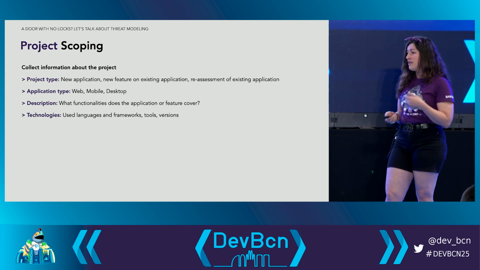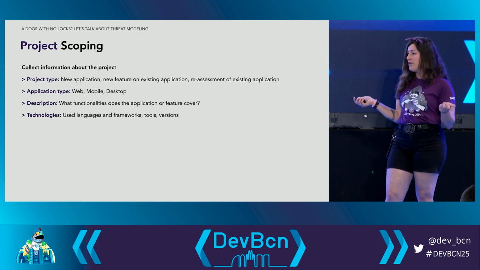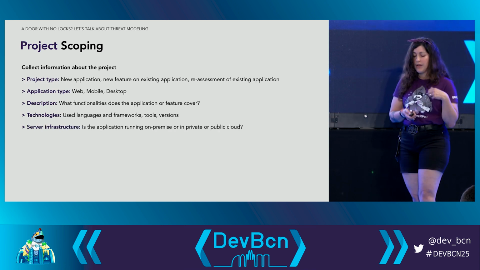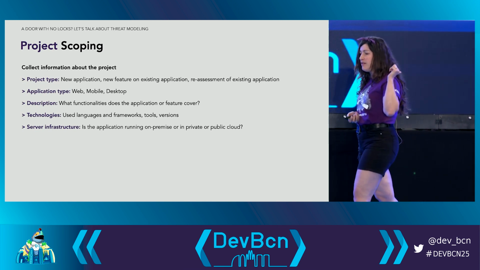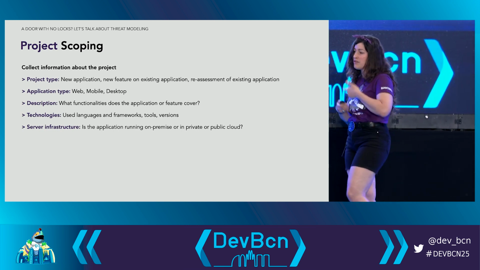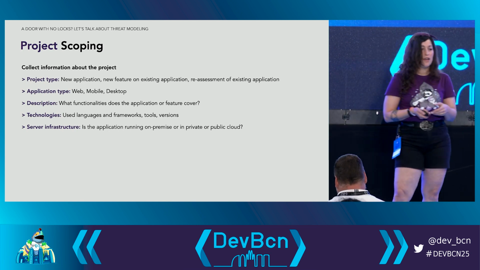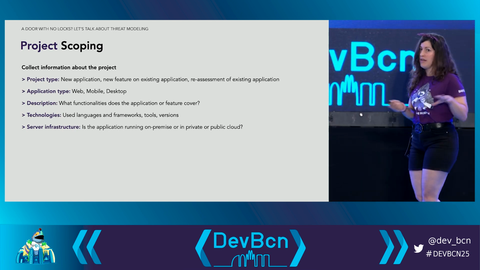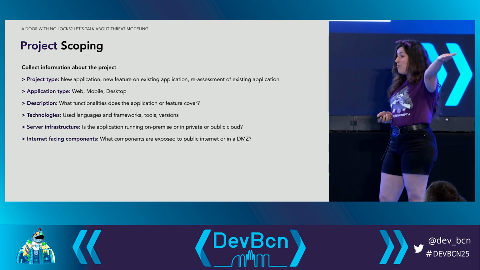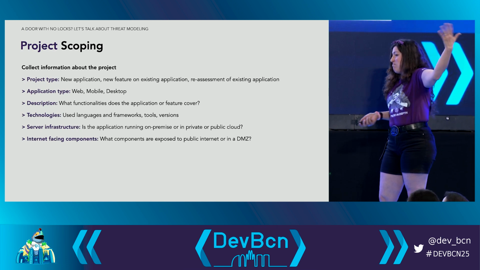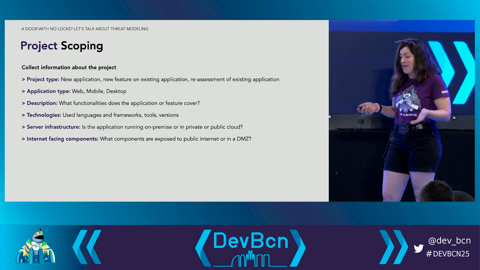The technologies, the languages, the tools, the versions, everything is important, because some of them can have vulnerabilities, so you want to consider those. Server infrastructure: if you're running on a server, is this running on-premise, do you have a private cloud, which a lot of big companies have, or are you using public cloud services? You have to be extra careful with everything, but those especially. Do you have internet-facing components? Because some threats you are going to rate on the lower side of the chart, because they're less likely to happen.